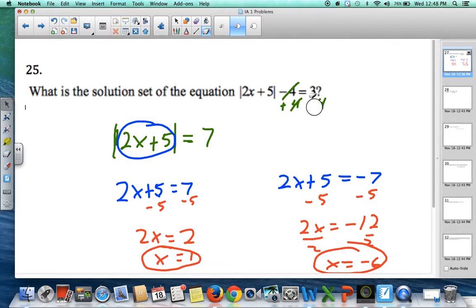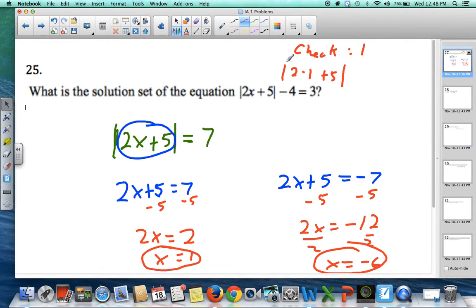So let's do that. We're going to plug these numbers in. First I'm going to check to see if 1 works. So that's absolute value of 2 times 1 plus 5 minus 4 equals 3. 2 times 1 is 2, 2 plus 5 is 7, absolute value is 7, minus 4 equals 3. 7 minus 4 equals 3, that's correct. So this is one solution.